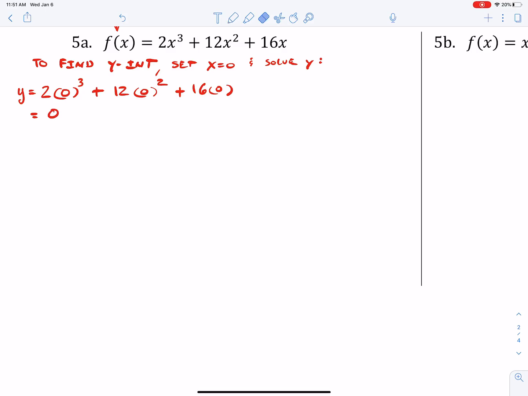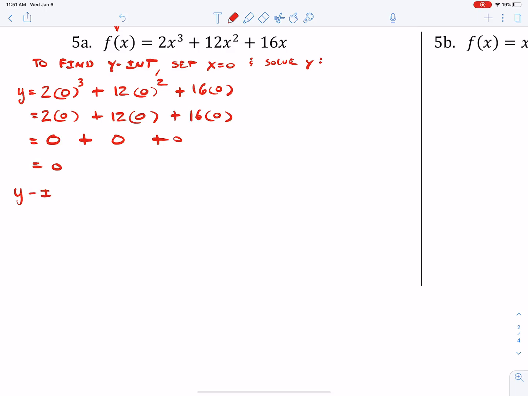Plus, and I'm going to do this long form for those that want to see it visually. I need to deal with exponents first. So 0 to the third power is just 0, plus 12, 0 to the second power is just 0, and then I have still 16 times 0. We'll just solve that in the next line here. 2 times 0, 0, 12 times 0, 0, 16 times 0, 0. Thus, my y-intercept is going to equal 0. Okay? That's one part of the question.